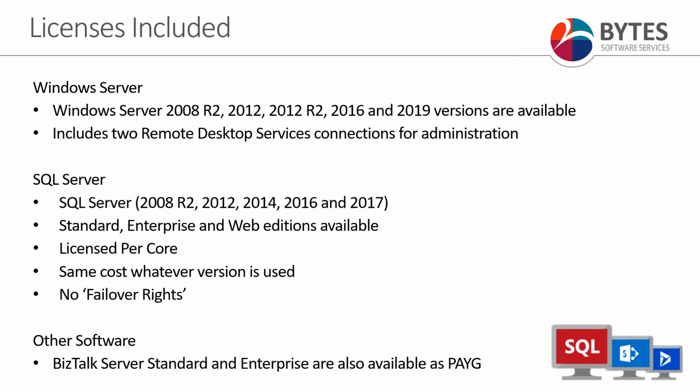The licenses that are available within Azure pay-as-you-go are the Windows Server options. It also includes two remote desktop service connections for administration. You can also purchase SQL Server, which is licensed on a per core basis. You do, however, not get any failover rights with that. And you are also able to purchase BizTalk Server Standard and Enterprise as pay-as-you-go.